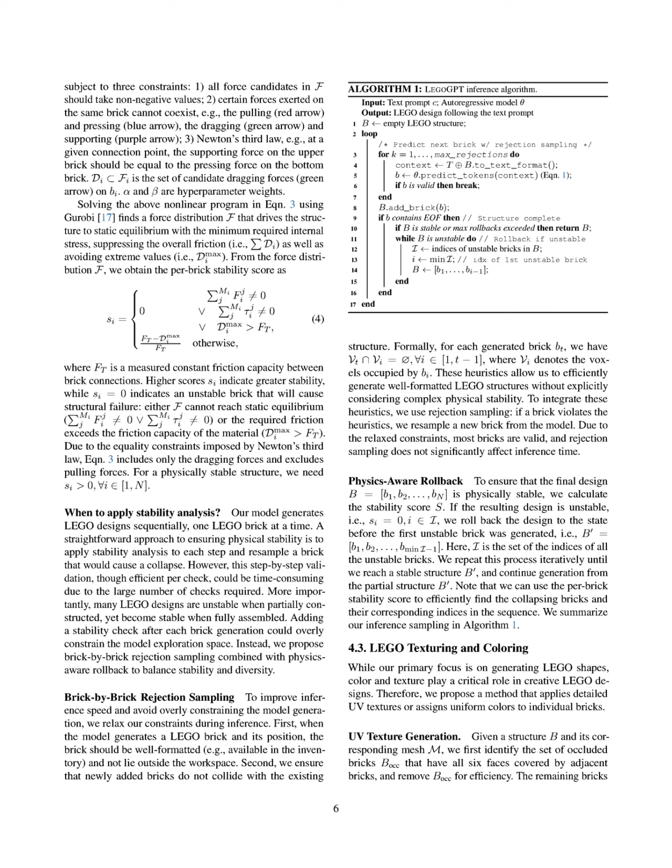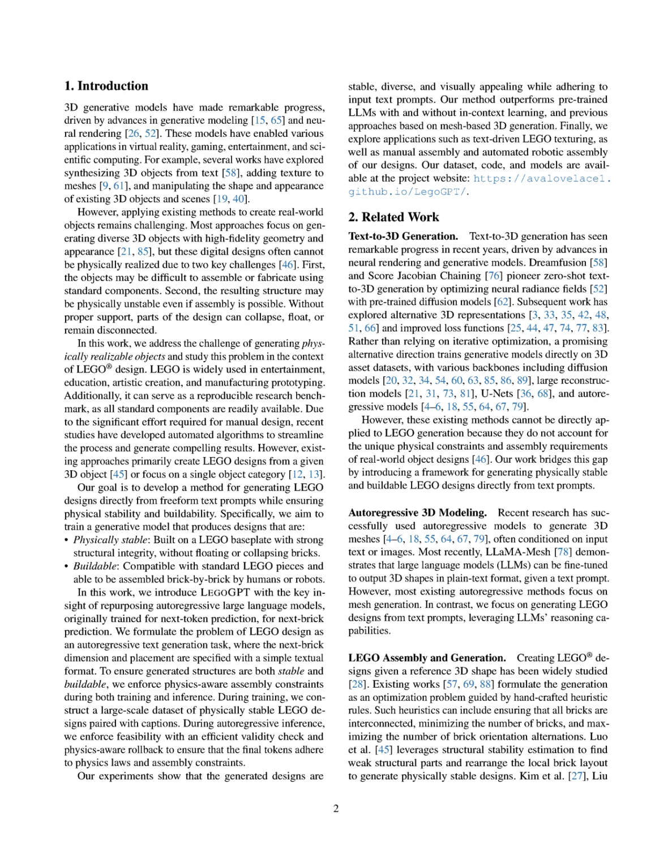If any brick is found to be unstable, the algorithm performs a physics-aware rollback to revert to the last stable state and continues generating from there. This iterative process continues until a complete, stable LEGO structure that adheres to the prompt is formed, demonstrating the model's ability to create physically realizable designs while maintaining structural integrity.